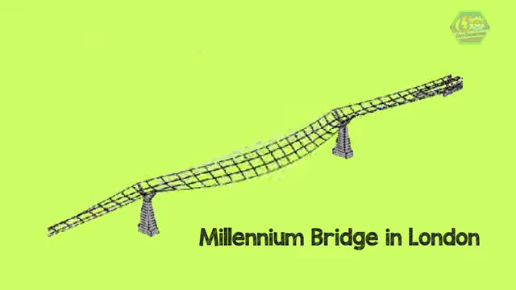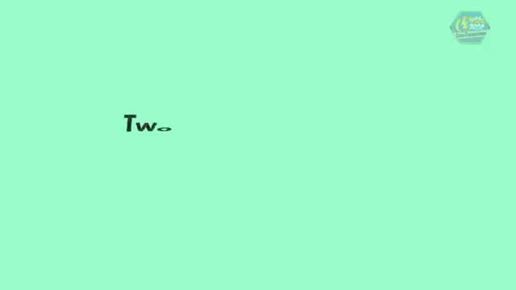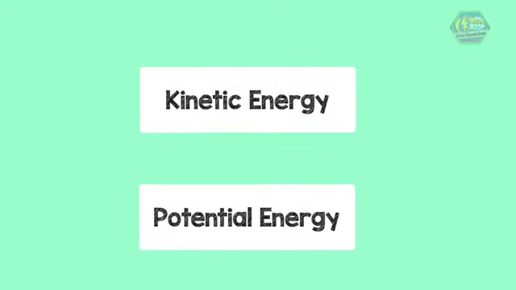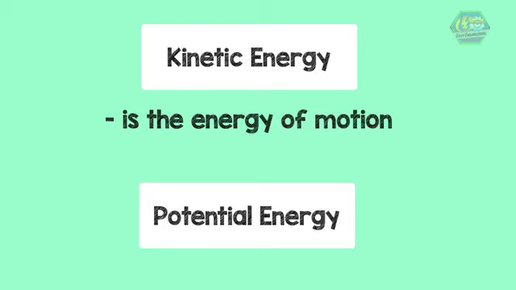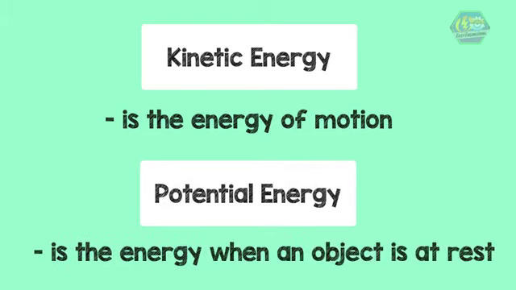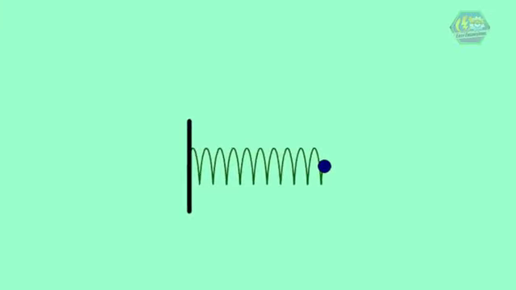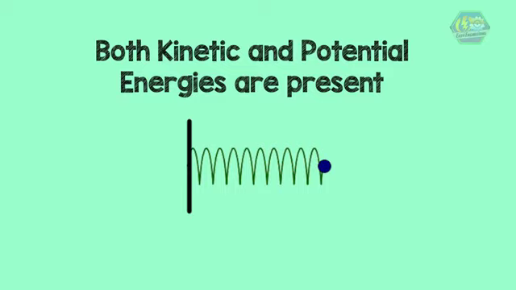Okay, going back again to the topic. Recall the two kinds of energy, the kinetic energy and the potential energy. Kinetic energy is the energy of motion, while potential energy is the energy when an object is at rest. So when the ball compresses and stretches the spring, both the kinetic and potential energies are shown.